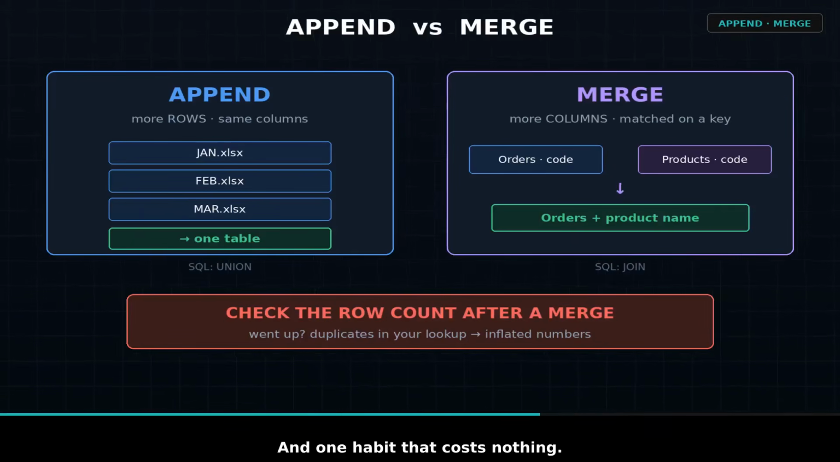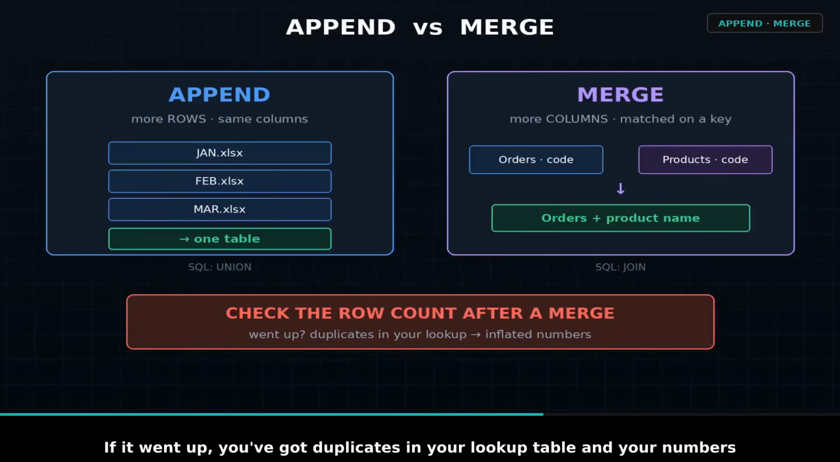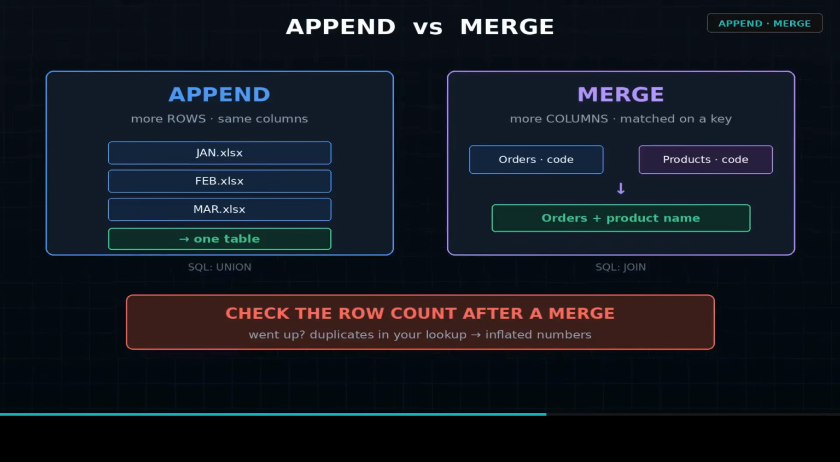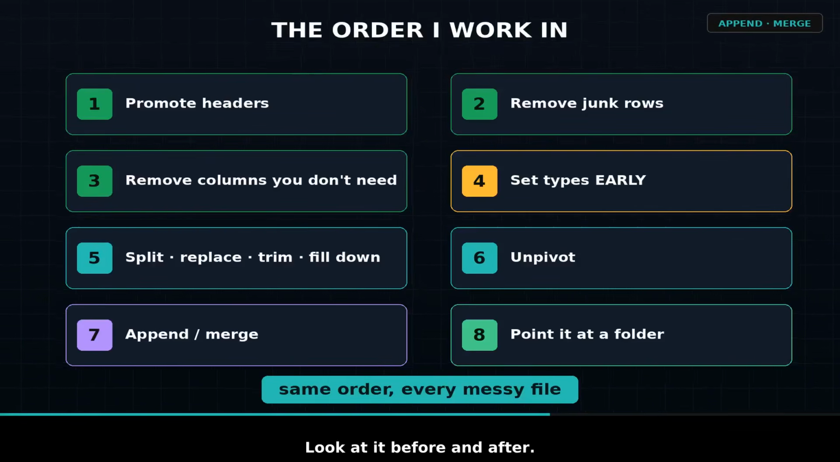And one habit that costs nothing. After a merge, check your row count. If it went up, you've got duplicates in your lookup table and your numbers are now inflated. Power Query shows the row count at the bottom of the window. Look at it before and after.